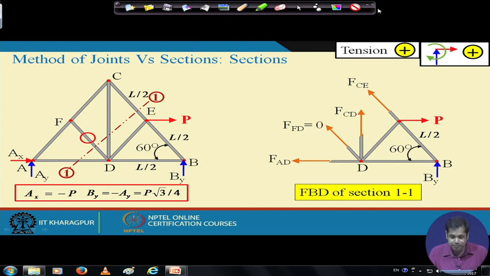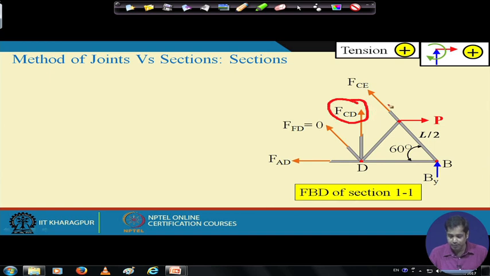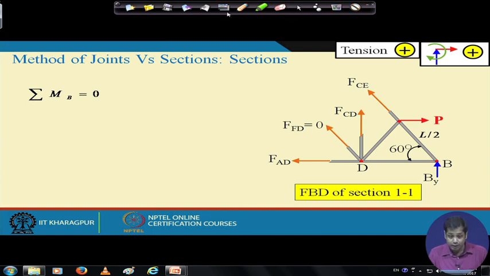Now, let us do that here. So, this is the free body diagram. We need to determine the force in member CD, this member. Let us take moment about B. If we take moment about B, what forces will contribute? This force will not contribute, because its line of action passes through B. This force will not contribute, because its line of action passes through B, and again this force will not contribute, because its line of action passes through B. So, only the forces that will contribute are this force P, this FD, and this CD. Now, FD is anyway 0, so only the external load P and member force CD will contribute.